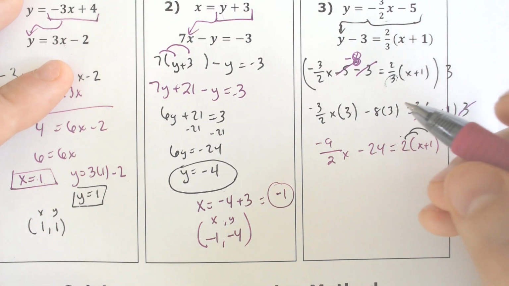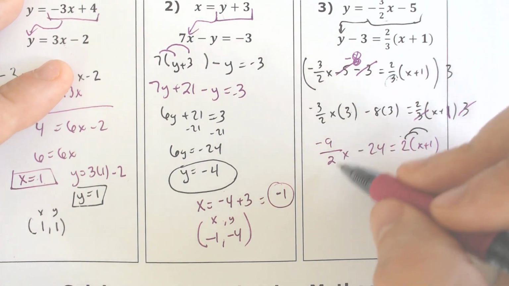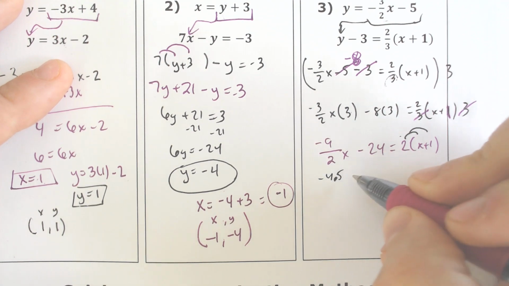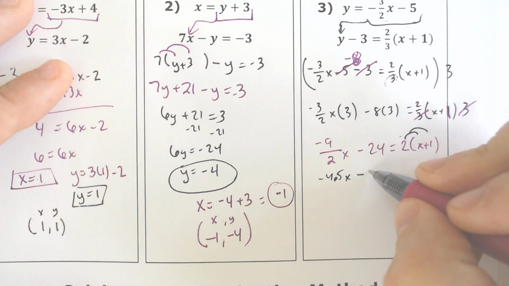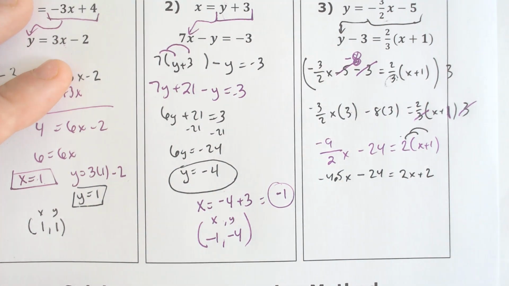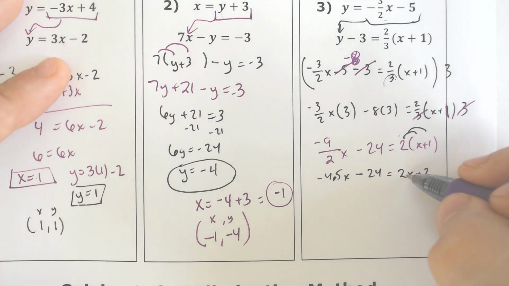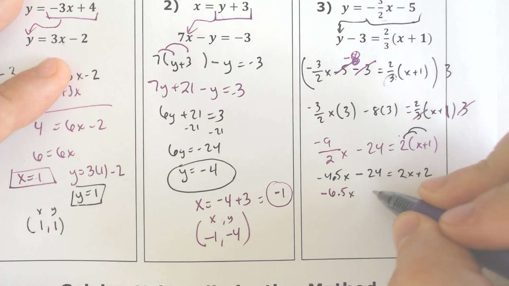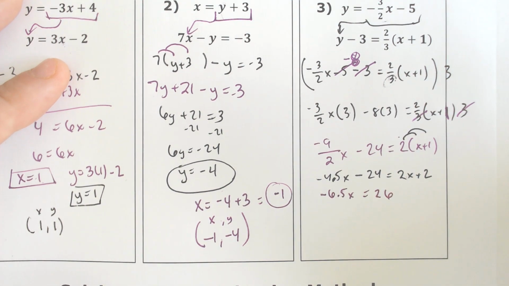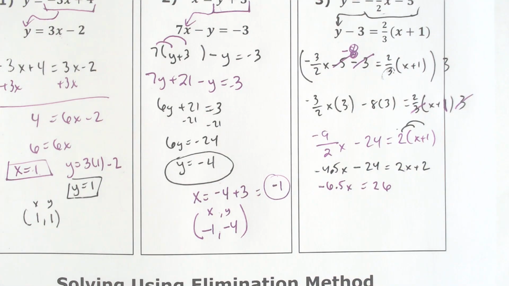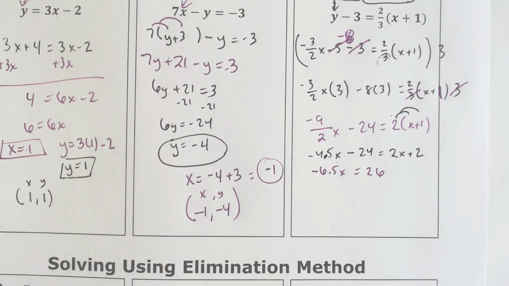So let's do that. I know what 9 divided by 2 is. That's negative 4.5. That's not the worst case in the world. Minus 24 is equal to 2x plus 2. Then we're going to subtract the 2x over. You get negative 6.5x. And I'm going to add the 24 to the other side. That equals 26.